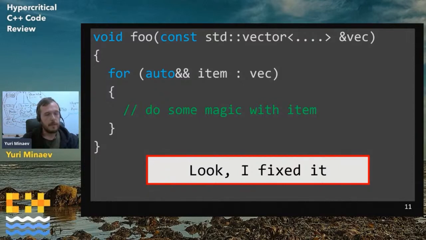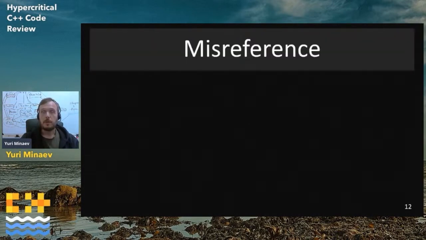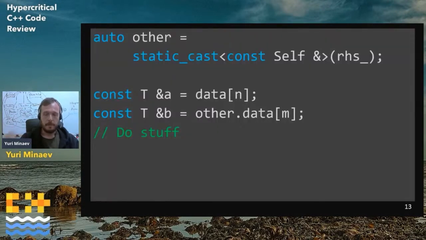Okay, and the next thing I wanted to address about auto is, well, rather about a careless use of auto, is what I call a misreference. If you can spot an error here right away, great. I know some people can, some people overlook it a lot, but look here, and then look here. So what we see in this code fragment is we have auto on the left and a reference on the right. So when the assignment happens, a copy will happen.